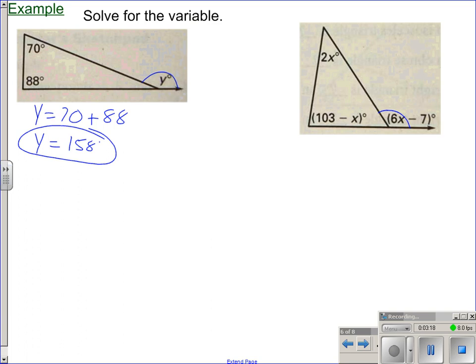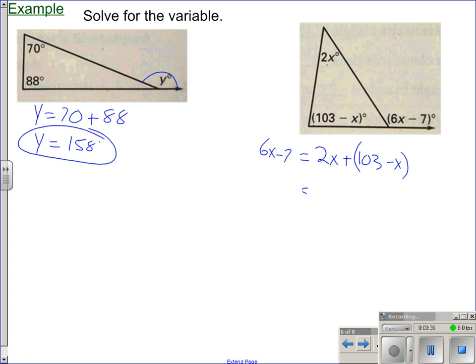All right, this one, same setup. This is an exterior angle. These other two are the remote interior angles. So that exterior angle equals the sum of the remote interior angles.